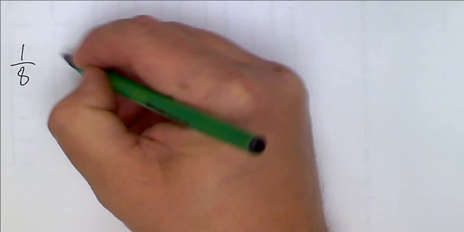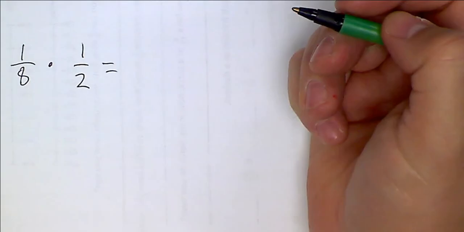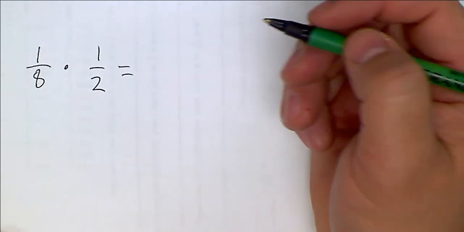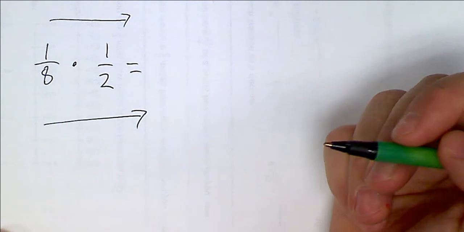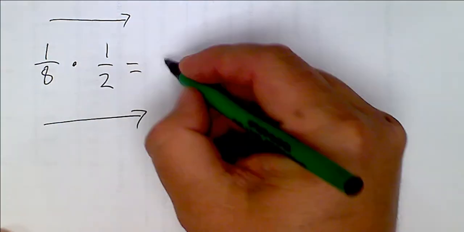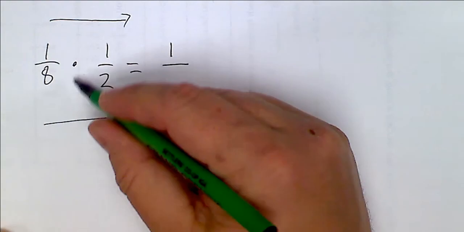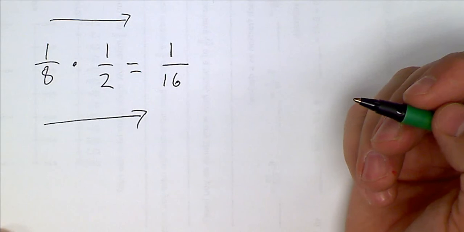I'm going to show you very quickly how to multiply fractions, okay? So for, let's just say we're doing something like this. Multiplying fractions is very simple. You basically multiply straight across the top, straight across the bottom, and then try to simplify. So across the top, 1 times 1 is a numerator of 1. 8 times 2 is 16. Those are super simple. Okay?